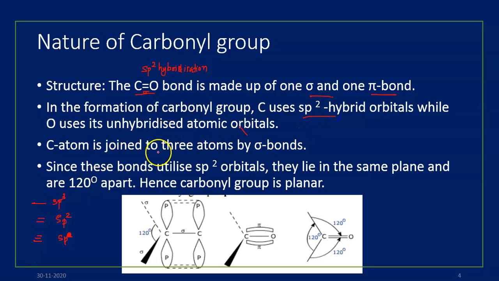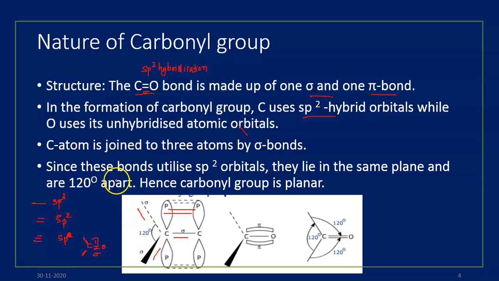The carbon atom is joined to 3 atoms by sigma bonds. 3 atoms means here it is C double bond O, and two more vacancies are here to satisfy the valency of the carbon. Here you can see 3 sigma bonds and 1 pi bond. You can see this is the parallel overlapping, 1 pi bond, and this is a sigma bond, this is a sigma bond, and this is a sigma bond.